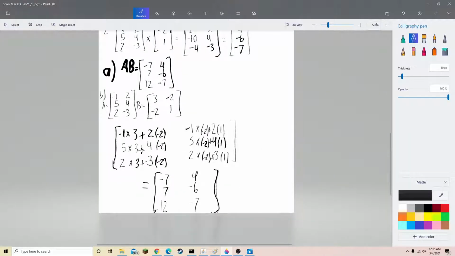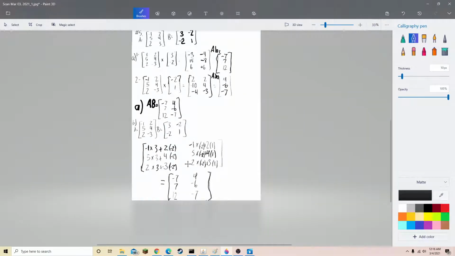And then simplifying that, you get negative 3 plus negative 4, which is negative 7. 2 plus 2 is 4. 15 plus negative 8 is 7. Negative 10 plus 4 is negative 6. 6 plus 6 is 12. Negative 4 plus negative 3 is negative 7. And that is part B.